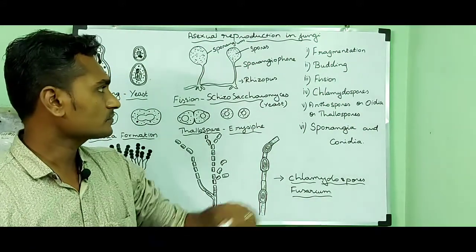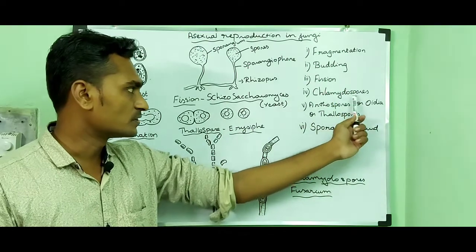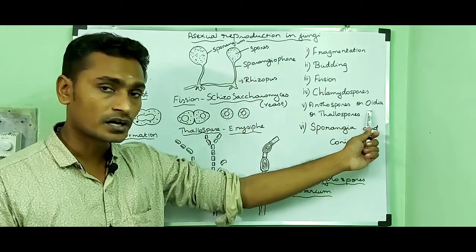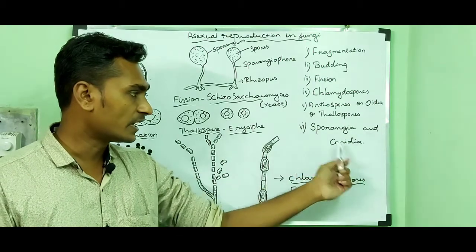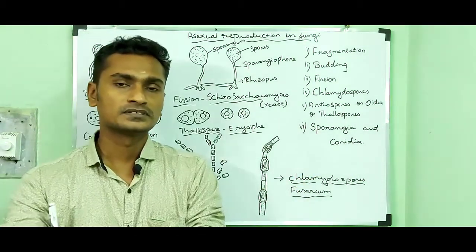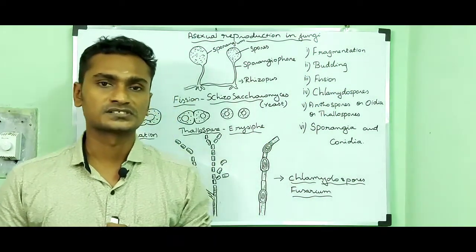They are fragmentation, budding, fission, chlamydospores, arthrospores or oidia or thallospores, then finally sporangia and gonidia. First, I am going to tell about the fragmentation process.